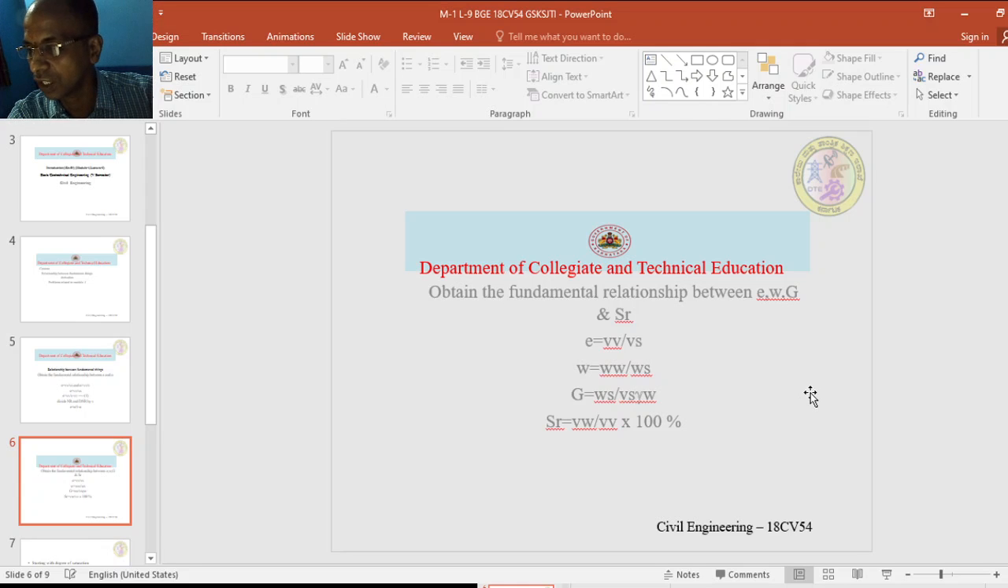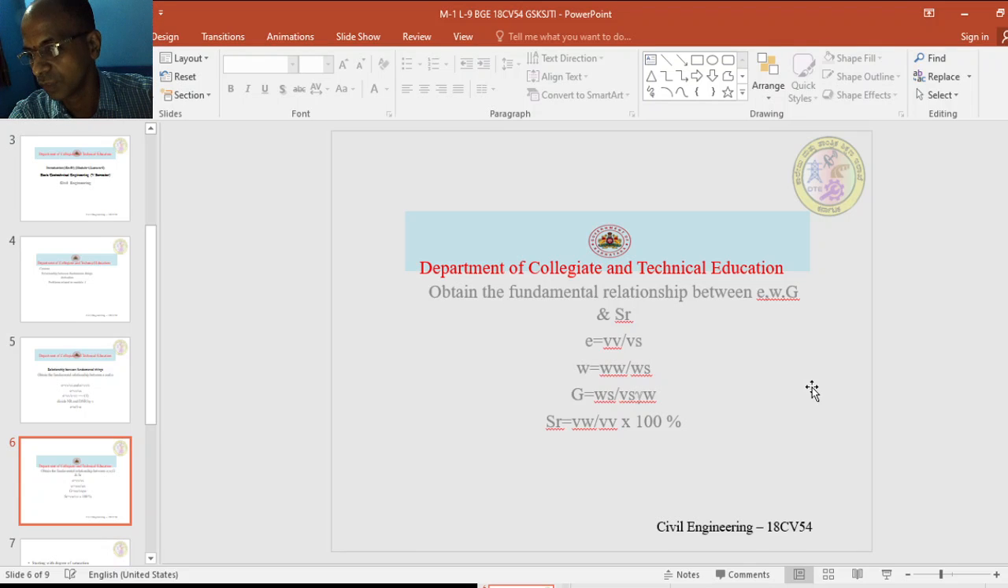I will write void ratio as the volume of voids to the volume of soil particles. The first definition: water content is the weight of water to the weight of soil particles. Then specific gravity is Ws divided by Vs into gamma w. Then degree of saturation is the volume of water to the volume of voids into 100.